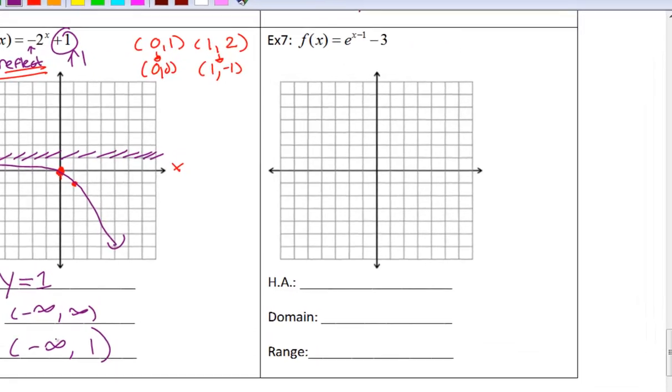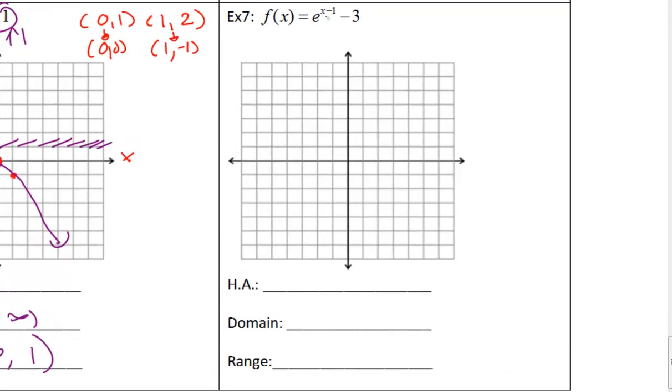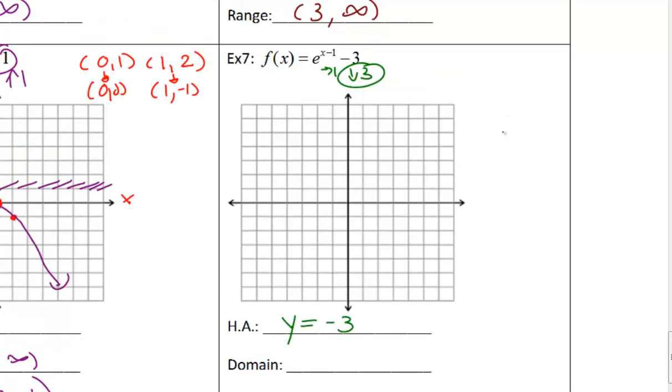Let's look at example 7. So let's see what we have here. We have a horizontal shift of right 1 and a vertical shift of down 3. Because I have a vertical shift, that means my new horizontal asymptote is going to be at y equals -3. Now I need to find my anchor points. So I'm going to have the point (0, 1) and the point (1, a). Well, a is the base and my base is e, and we know we can approximate that to 2.7. So my two points are (0, 1) and (1, 2.7).